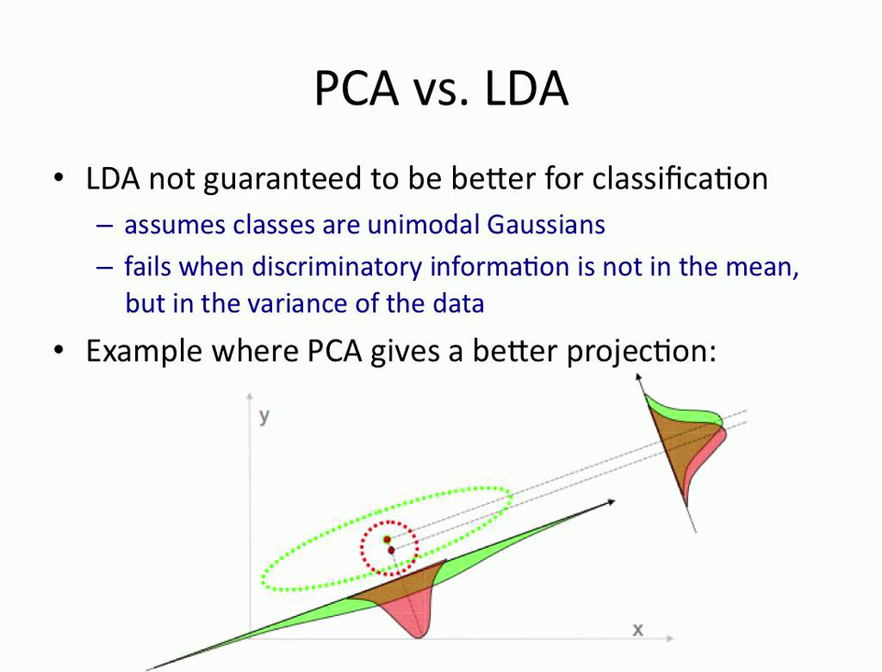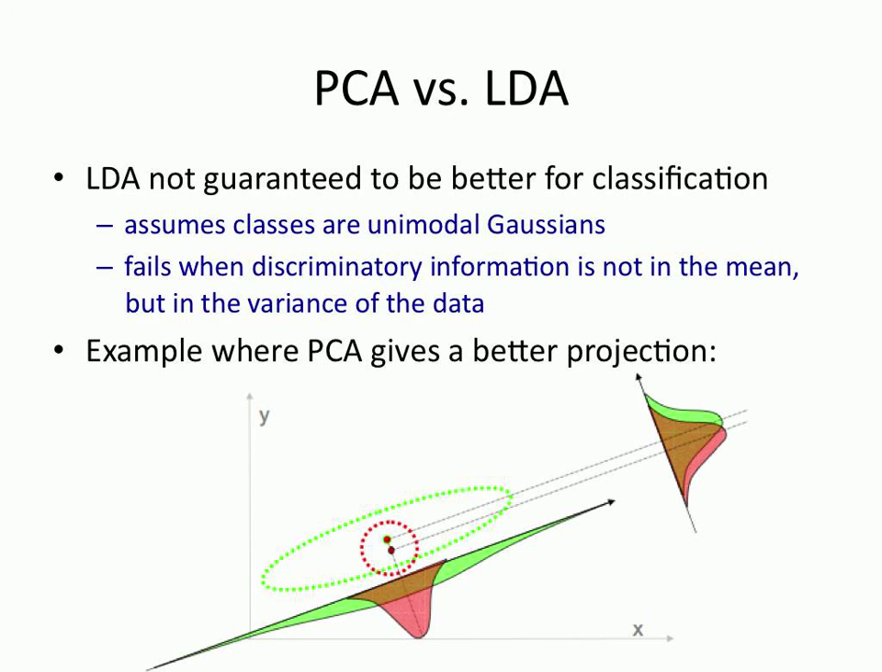And of course, in this case, you can't separate the means very far. So if the separating information is not in the means, then LDA is not going to pick a very good projection. PCA, on the other hand, would project to the greatest variance in the data. So that's what the projection would look like for PCA. This would be the red class, this would be the green class. You cannot separate them with a single threshold, but if you had a nonlinear classifier, it would have no problem picking out the greens from the reds.